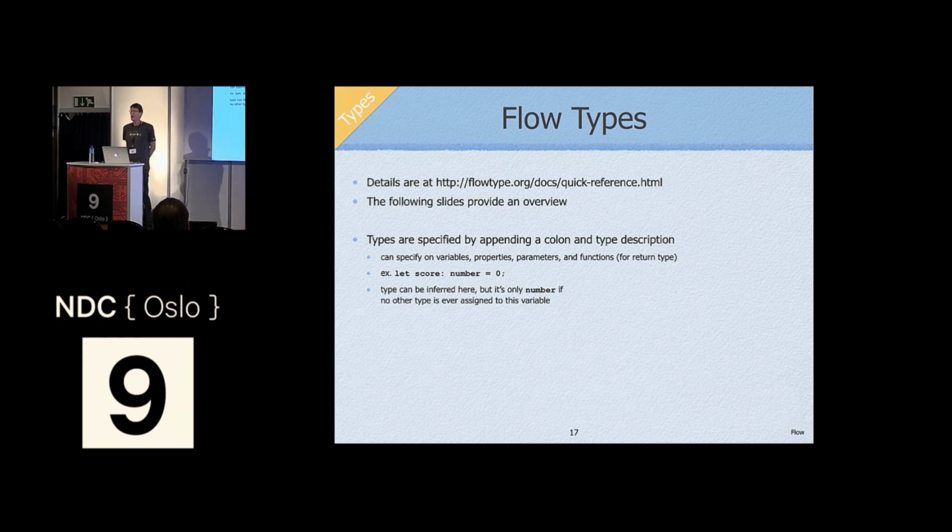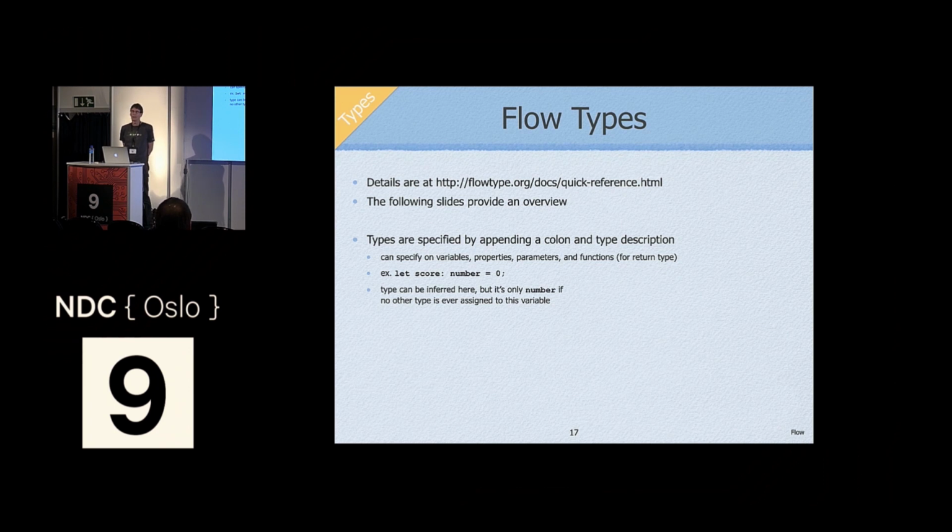So now let's jump over to talk about how you specify the types in a bit more detail. I've got a URL where you can get all the nitty-gritty details, and I'm going to give you an overview of that here. And so the kind of things where you want to do this, you want to specify the types of variables, properties and objects, parameters to functions, and their return types. And you do this by following a name of something with a colon and then its type description.